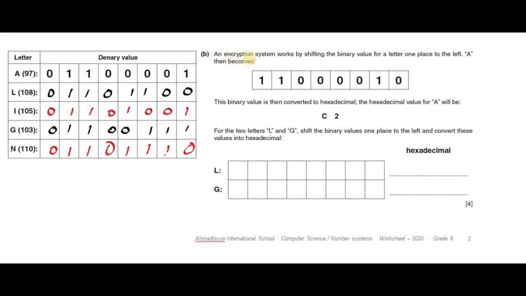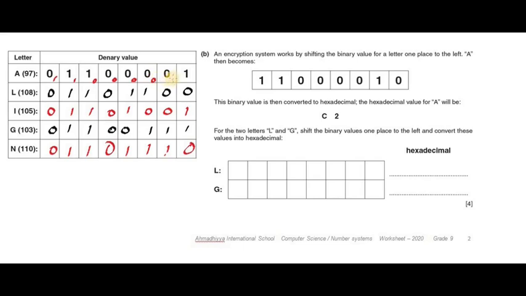Here it says an encryption system works by shifting the binary value for a letter one place to the left, meaning for the letter A. You can come to the previous table. One place to the left means if you move this entire row one place to the left, the first 0 will go out of this binary table, right? So this 0 will be moved outside the binary table. This 1 will come to the first position here, so this will become 1 1, then 0, then 0, then 0, and again 0, isn't it?